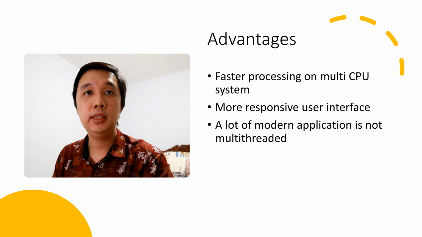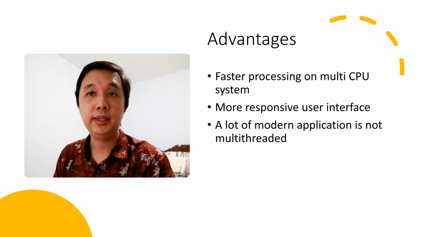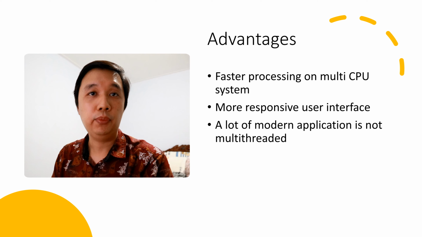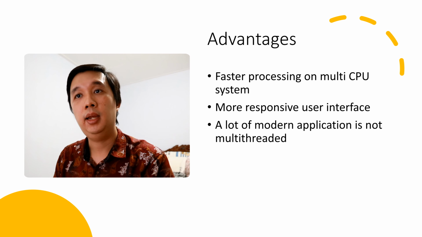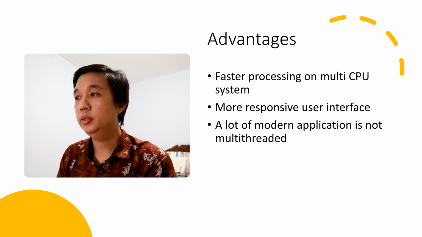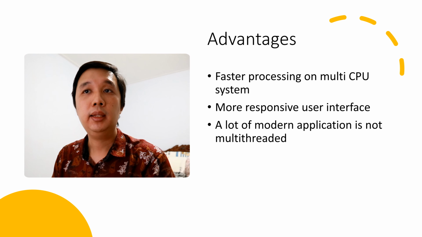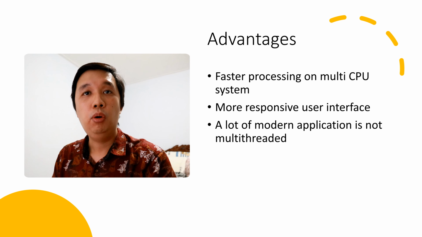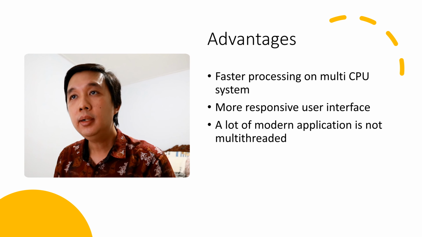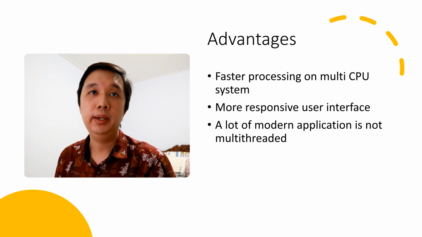What are the advantages of having multi-threaded applications over single-threaded applications? It lies in the hardware. Modern CPUs contain a lot of cores. They can contain 8, maybe 16 cores. If software is made multi-threaded, it can utilize all those cores and result in much faster processing and a more fluid user interface. However, a lot of modern applications do not support multi-threading.